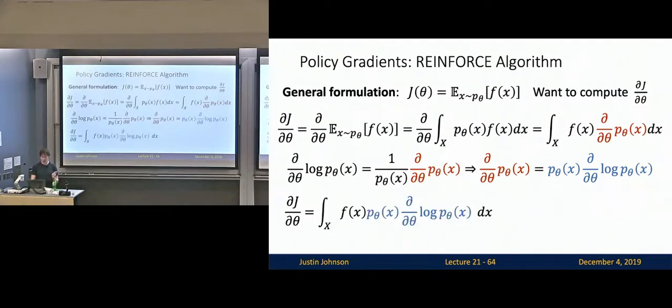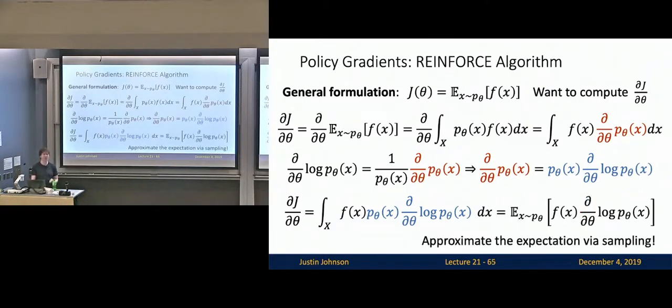Now we can sub out that blue term for the red term in the previous integral, and that gives us this other expression. But now this expression is interesting, right? Because this expression is an integral over x, and one of the terms inside the integral is p theta of x. So that actually means that this integral is itself an expectation, right?